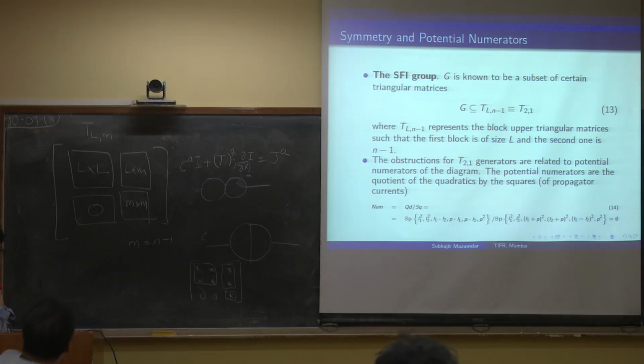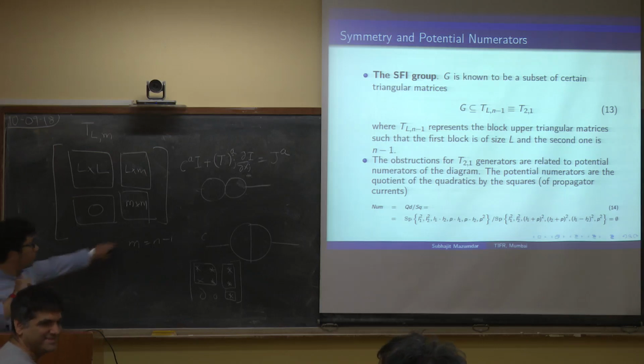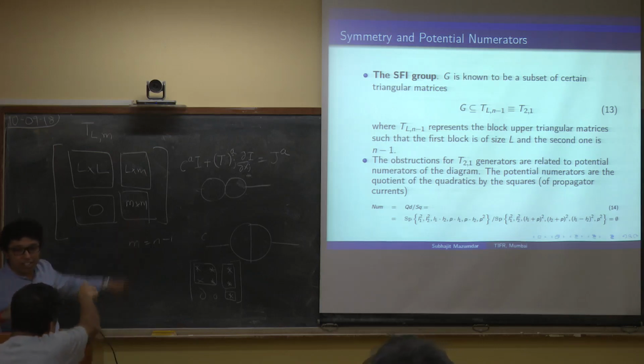Right. And I think you should think of it this way: the L cross L block is del by del k_i of k_j. Then the L cross M block is del by del L_i of L. Then the L cross M block, P dot del by del L, exactly. And this is P dot del by del P. And then the M cross M block is the more clever thing.